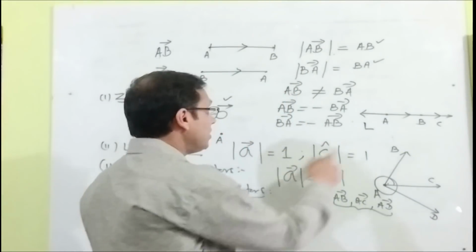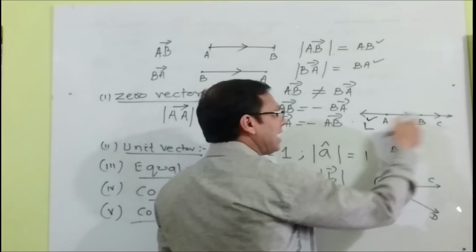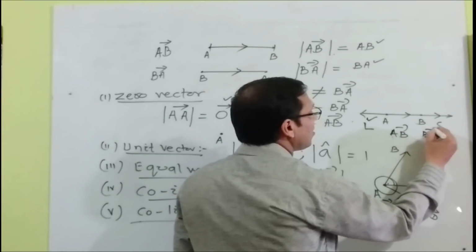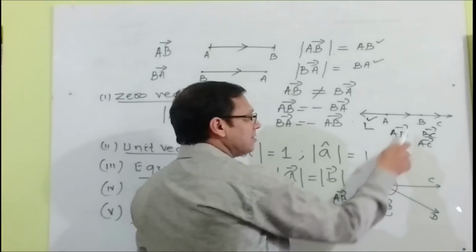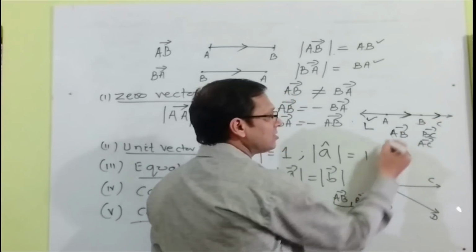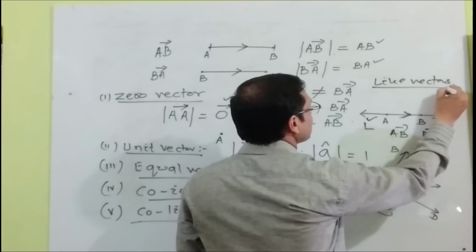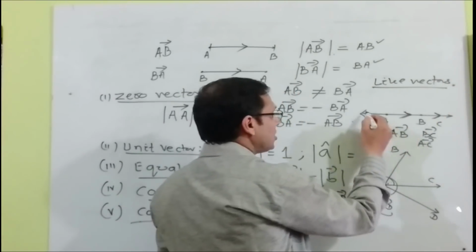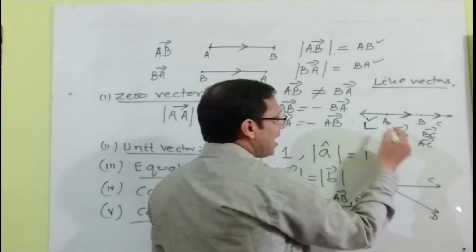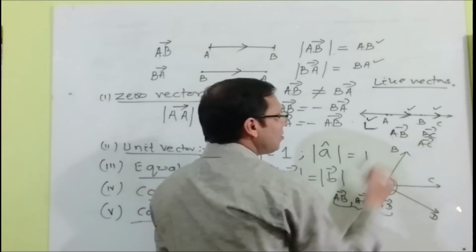What about collinear vectors? Since they are lying on a line L, this line is called the line of support of the vectors AB and BC. These three vectors are lying on a line and they have the same direction. That's why they are called like vectors. Like vectors means the vectors which are lying on one line L, they are collinear vectors and their direction should be the same. AB vector, BC vector, AC vector, these are all like vectors.